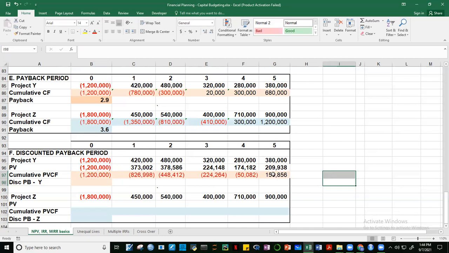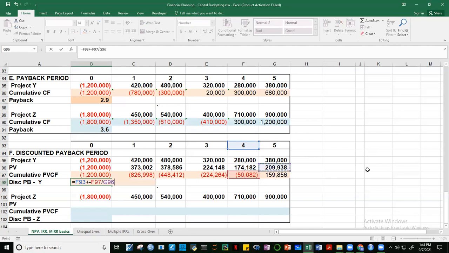Kasi dito nagkaroon ng positive na. Sa year 4, meron pa tayong kailangang i-recover na 50,082 na present values. Pagdating ng year 5, 209 na yung present value natin. So recovered na siya. No? Okay, so this will be equal to year 4 plus negative of the required cash flow divided by the present value. So present value naman yung basis natin dito. Control enter. So that's 4.2 years.